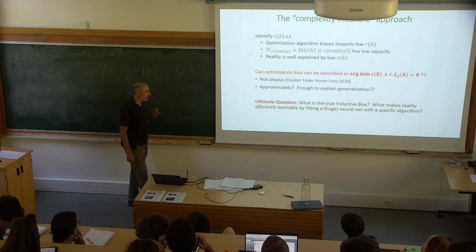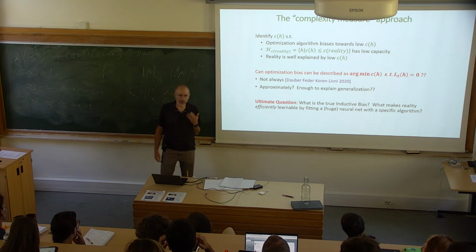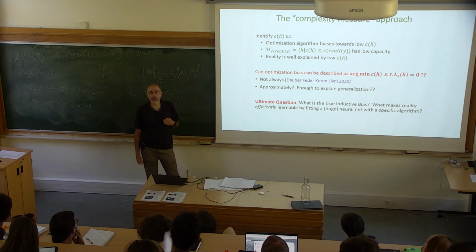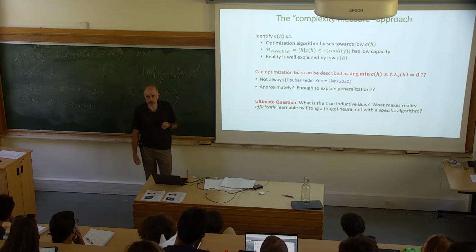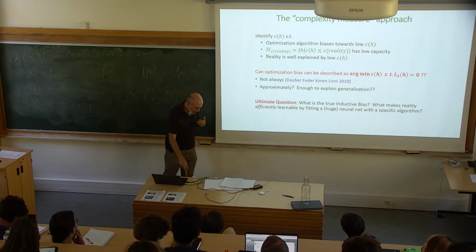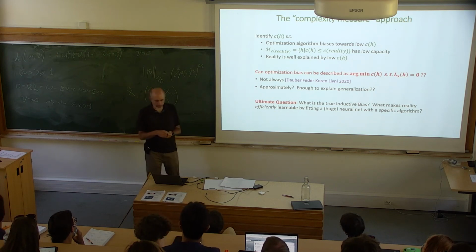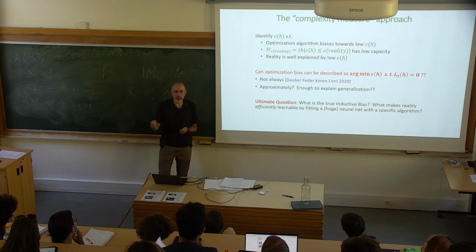The question is whether this complexity measure approach is at all the answer. It's not clear that you can explain things using a complexity measure. There is some evidence that in some settings we have an algorithm that generalizes well, and we cannot explain how well it generalizes by relating it to any complexity measure.